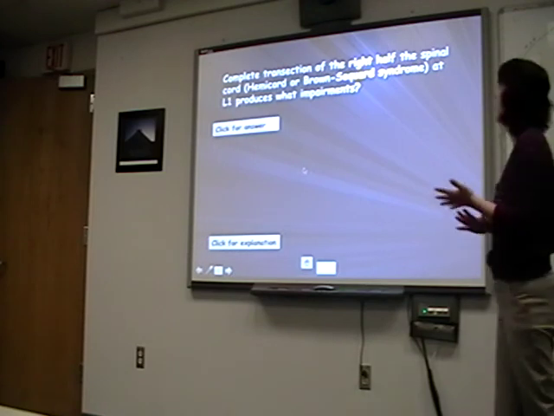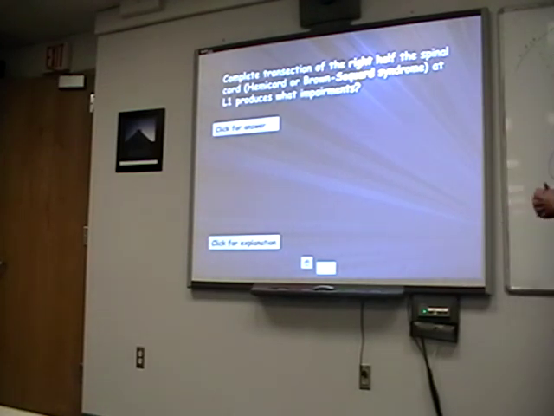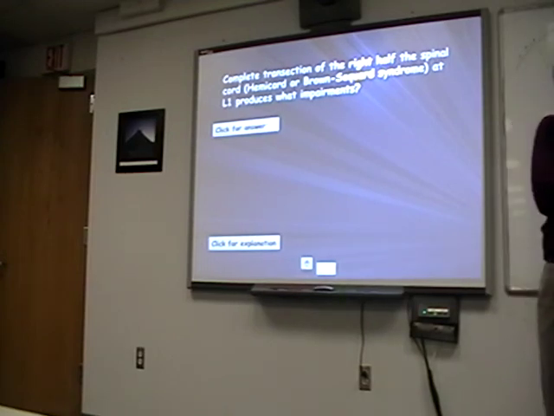I know you guys wanted this one. Complete transection of the right half of the spinal cord, which is hemicord syndrome or Brown-Séquard, at L1, produces what impairments?